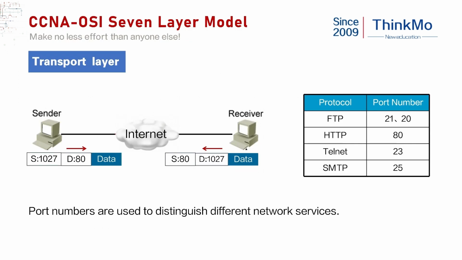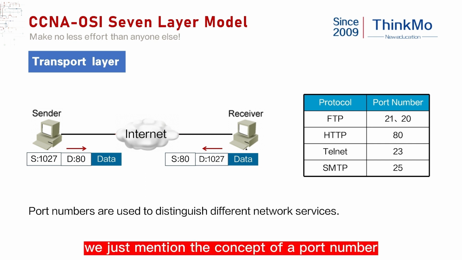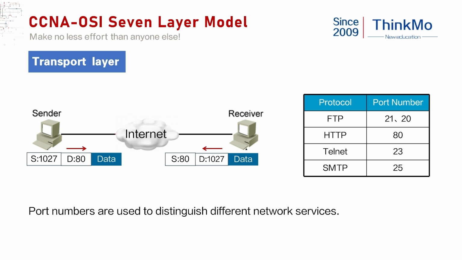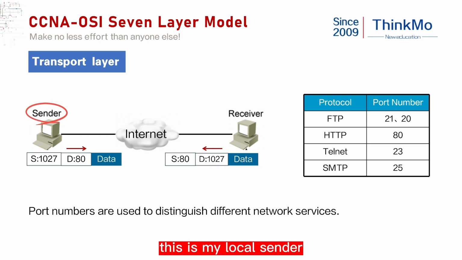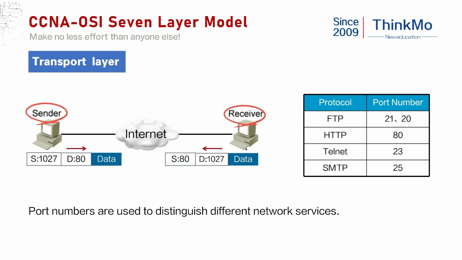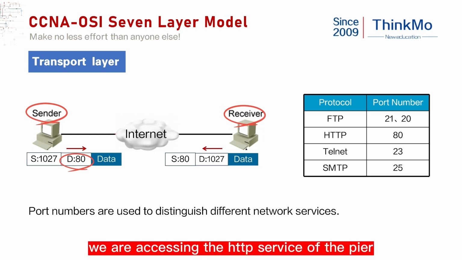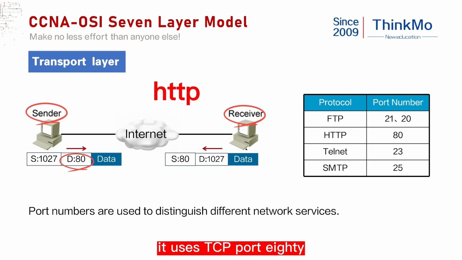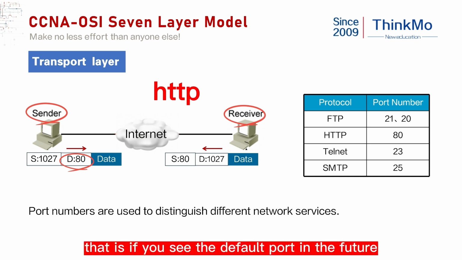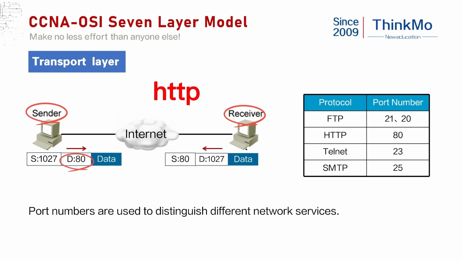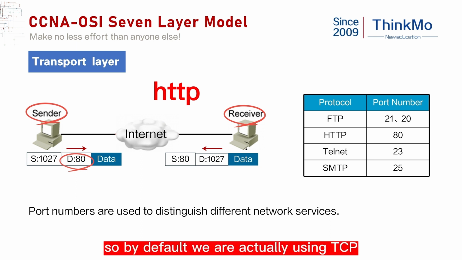We go down. Let's start with the transport layer. For the transport layer, we just mentioned the concept of a port number. For example, this is my local sender, and this is the opposite end. It writes a destination port here, which is 80. This means that we are accessing the HTTP service of the peer. It uses TCP port 80. That is, if you see the default port in the future, the destination port is 80. So by default we are actually using TCP.